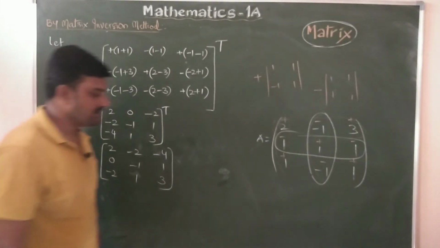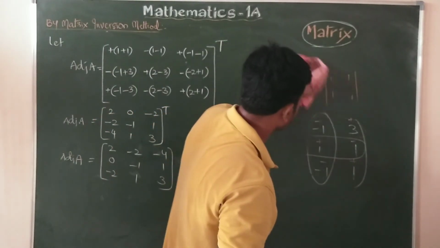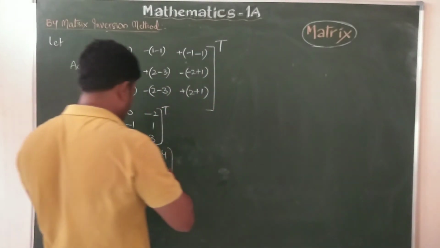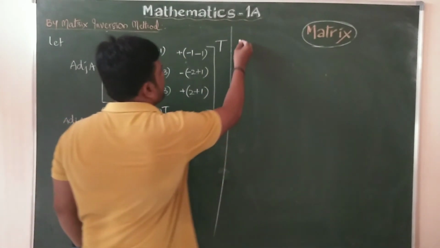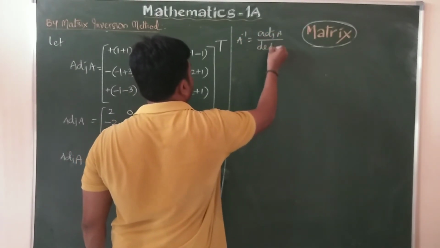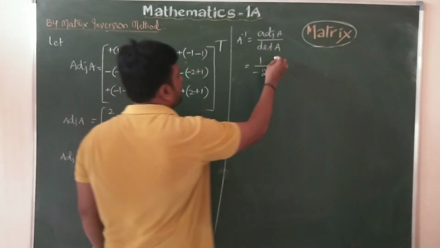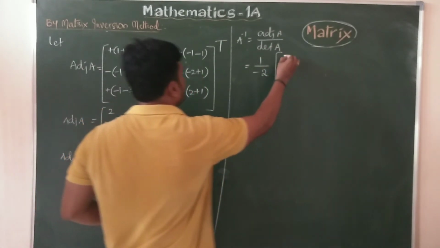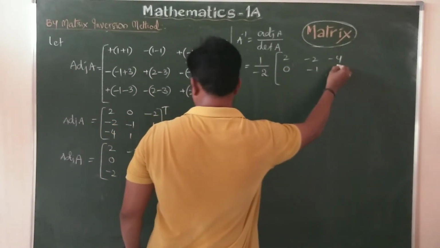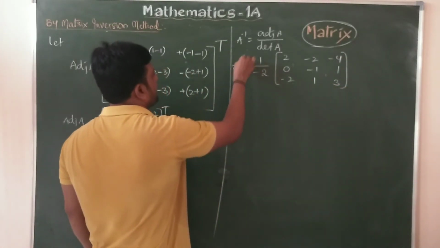Now we need A inverse. Then A inverse equals to, we know A inverse equals what? Adjoint A by det A. Yes sir. Okay, then 1 by det A. Det A is nothing but minus 2. Now adjoint A is nothing but 2, minus 2, minus 4. Yes or no? And 0, minus 1, 1, minus 2, 1, 3. Okay? Now this is A inverse.